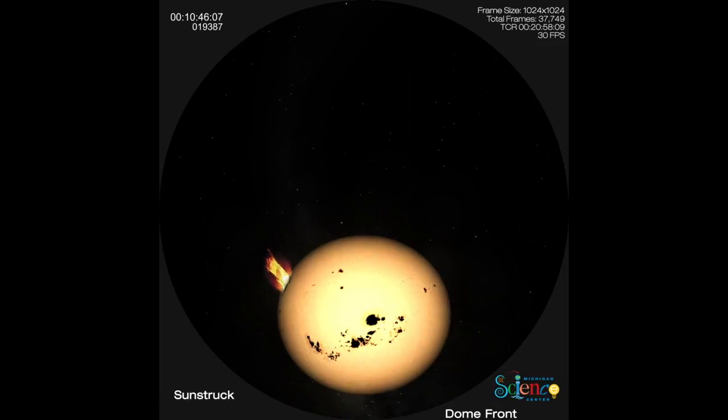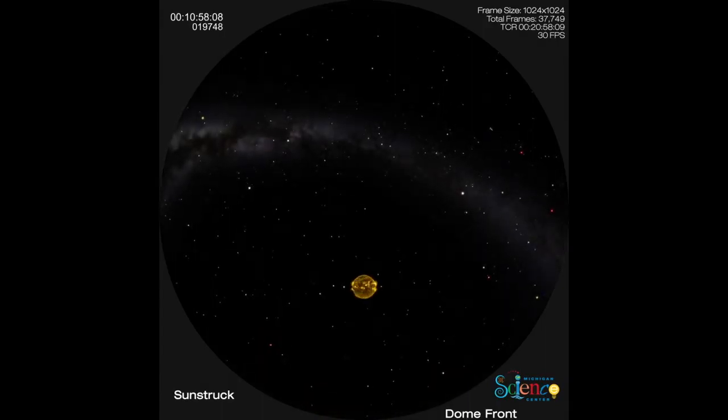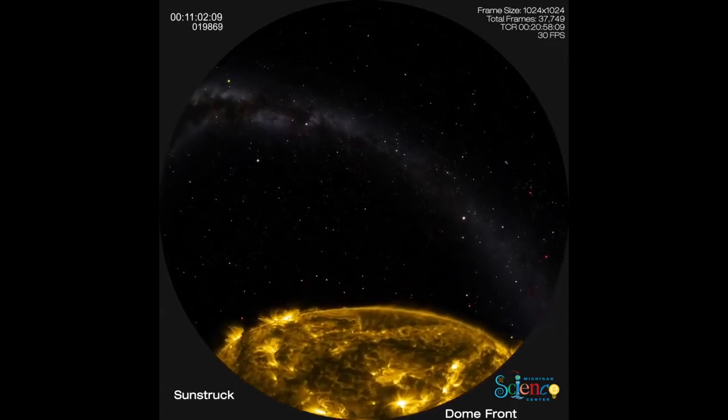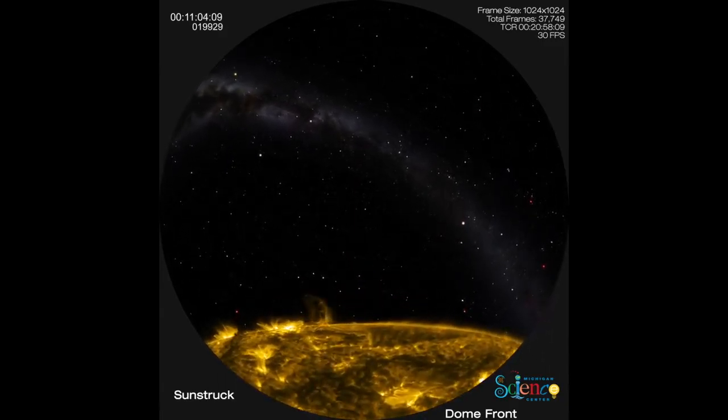Strong magnetic energy around sunspots can drive solar storms. A solar flare like this one is a perfect example. A flare occurs when tangled magnetic field lines suddenly snap and reconnect. This releases a burst of electromagnetic radiation and energized particles, or plasma.